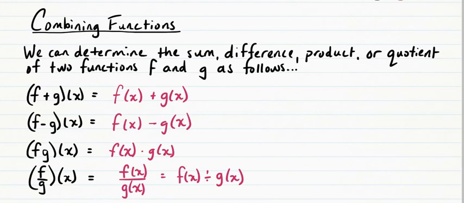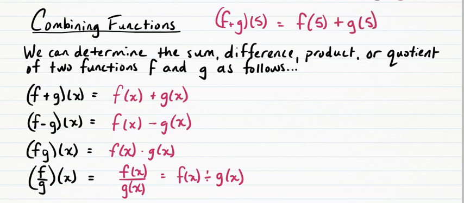Now, in determining function values, for example, let's say we wanted to determine f plus g of 5, then using the expressions on the right-hand side can help us with that. So again, for example, f plus g of 5 would be equivalent to finding the function value f at 5 plus the function value g at 5 and adding those two results together.